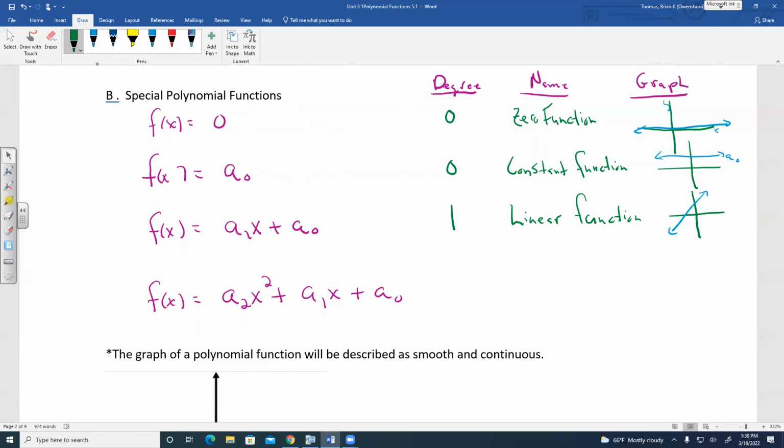F of x equals a sub 2 x squared plus a sub 1 x plus a sub 0. That's going to be a degree 2, and again, we call him a quadratic function. So that is a quadratic function. So again, a quadratic, if you recall, if I'm graphing it, it's going to be some type of what we call a U-shaped graph. So it's going to take on the shape of a parabola. But remember, that parabola can open up or down, depending on what the leading coefficient is of the x squared.